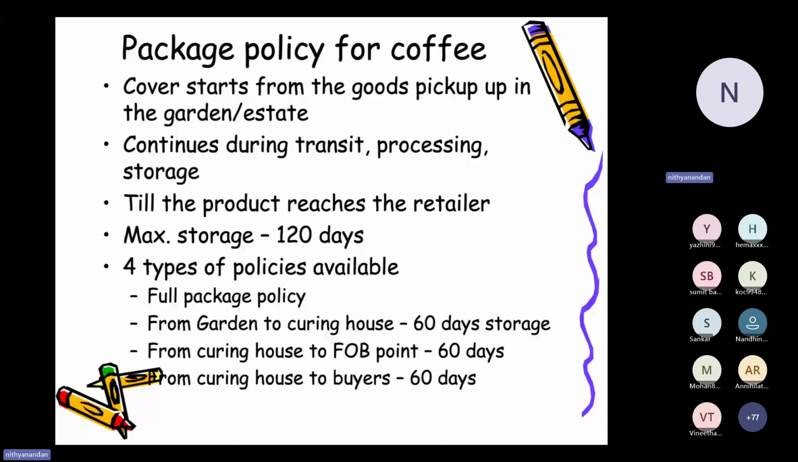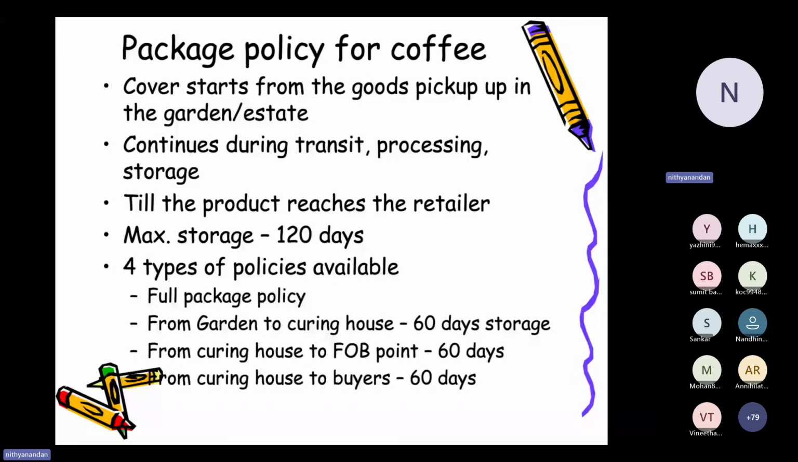Full package, as I told you, from the estate to retailer. Another one, from garden to curing house only. For this, 60-day storage. From curing house to FOB point, again 60-day storage is there. From curing house to buyers, this policy also can be taken. So four different types of policy available for coffee.